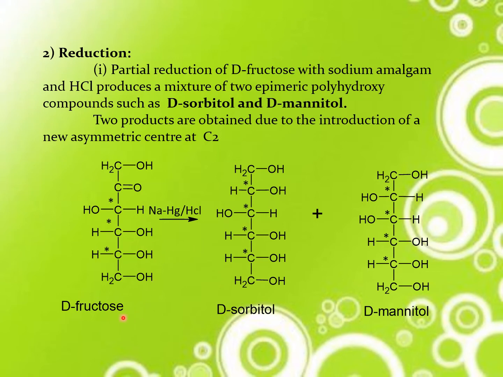We'll see D-fructose has 3 asymmetric carbon atoms at C3, C4 and C5. On reduction with sodium amalgam and HCl, 4 asymmetric centers are formed here, and also here 4 asymmetric centers are formed. If H is present at the left hand side and OH is at the right hand side, it is called sorbitol. And if OH is at the left hand side and H is at the right hand side, it is called mannitol. Since the configuration differs at only the C2 position, these two compounds are termed epimers.